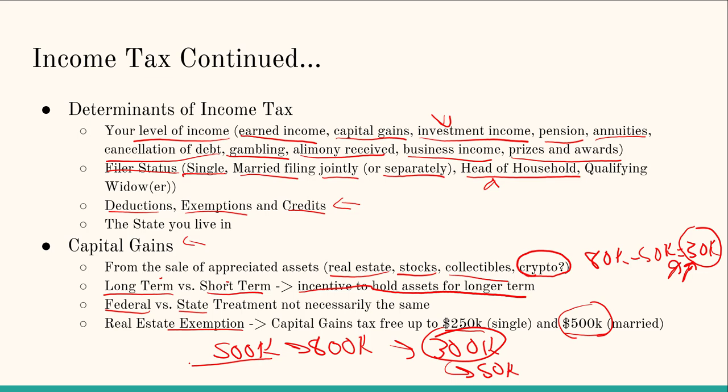And so, just to clarify here, I just want to make sure this is clear. The long term and short term, 1 year is the cutoff from when something becomes short term to long term. And so, a lot of people that are day traders, for example, are very surprised by the tax bill that they get, especially if they're making money, because they're going to end up paying all short term capital gains.